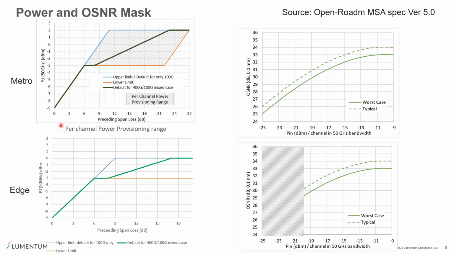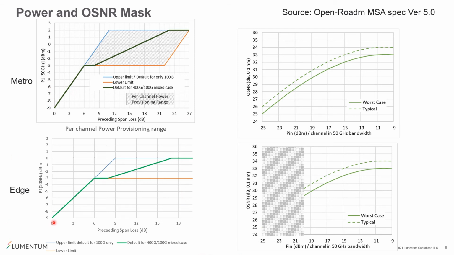Now, in the case of a metro, you're supposed to allow for span losses all the way from 0 to 30 dB. You can see that the green line here is the launch power mask. And when I say launch power, it's actually the power spectral density on a 50 gigahertz window. As the span losses increase, eventually it caps off at around 2 dBm per 50 gigahertz power into the fiber in the case of a metro link.